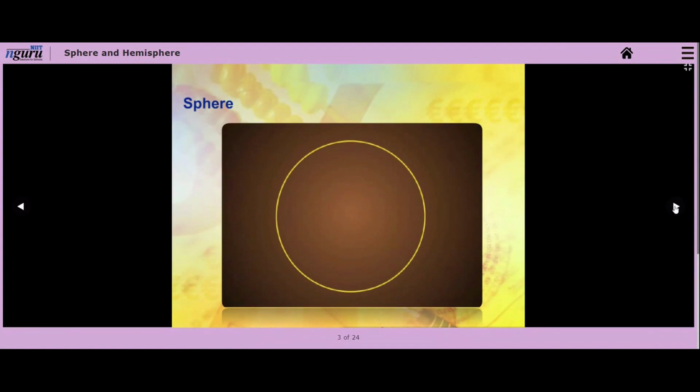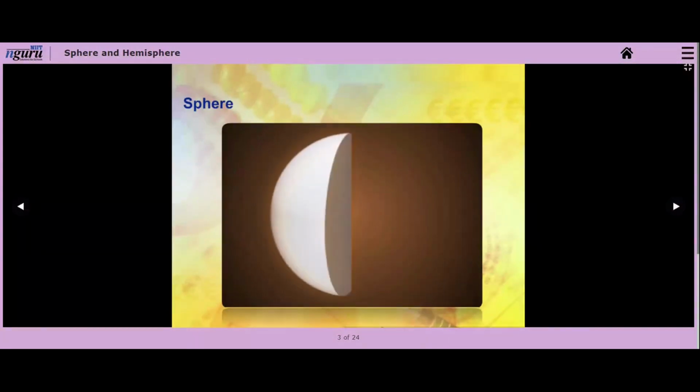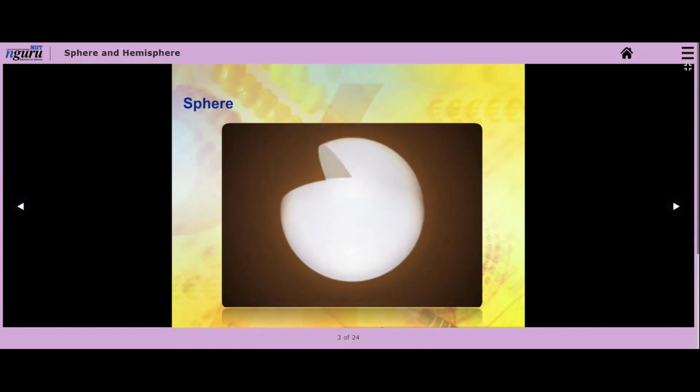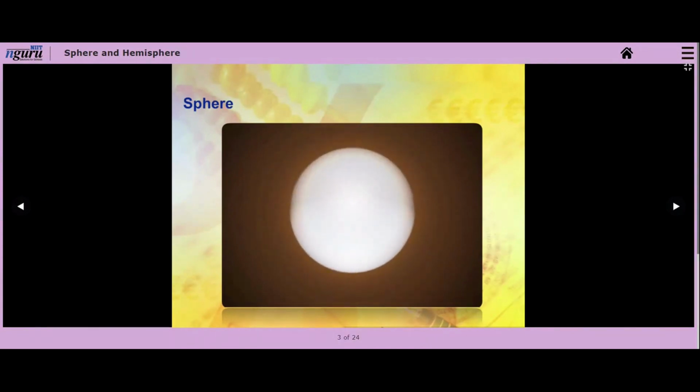Consider a circle with a center O. Draw a diameter as shown. Now rotate the circle about the diameter. Observe that when the circle is rotated, a sphere is formed. Thus, a sphere can also be considered a solid obtained on rotating a circle about its diameter.